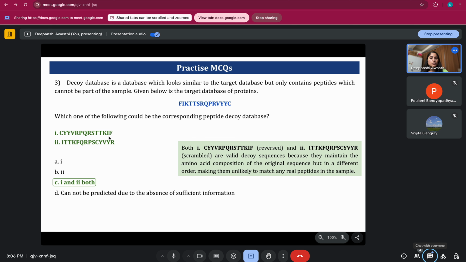So in this scenario, if you look at the composition of the residues, both of them are similar. In journals, the practice is that you simply reverse your sequence to design the decoy sequence. But otherwise you can also maintain the amino acid composition and just randomly rearrange the order in which the sequence is arranged. So both of them will act as a decoy sequence.